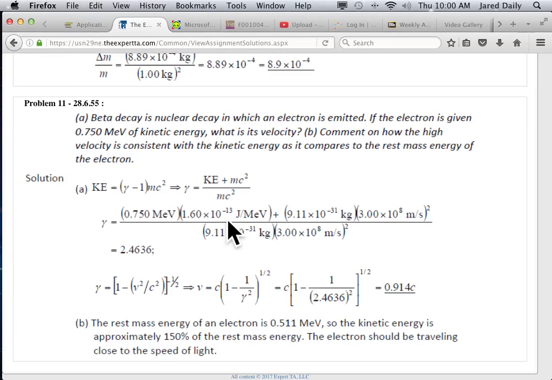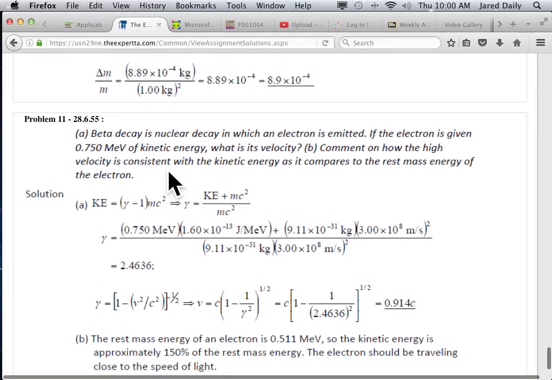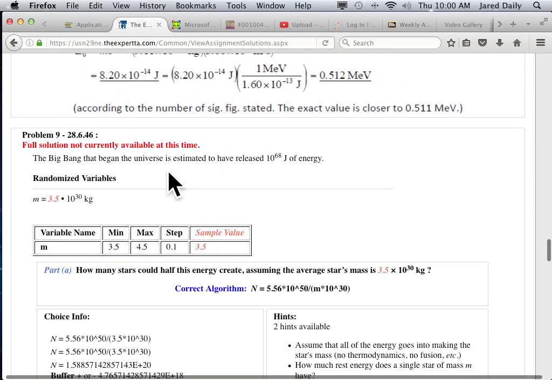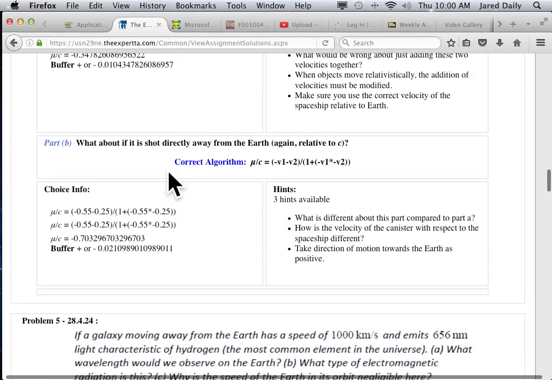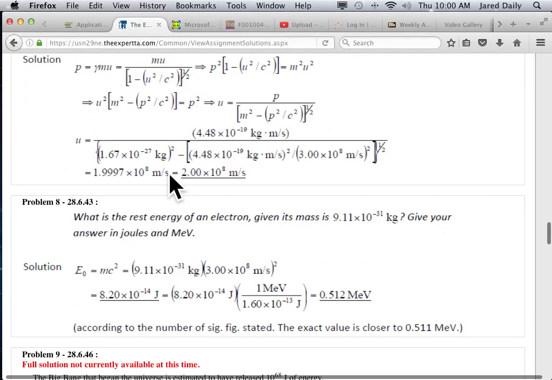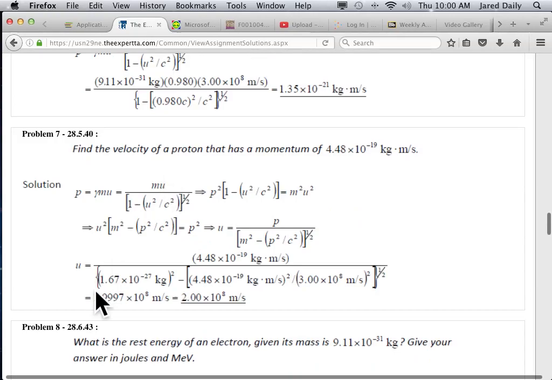We looked at problem 7 on that same chapter. Velocity of a proton with a given momentum. So again, we're talking about momentum in the relativistic sense. You're just going to use all the equations from this chapter and not think about the equations outside this chapter.